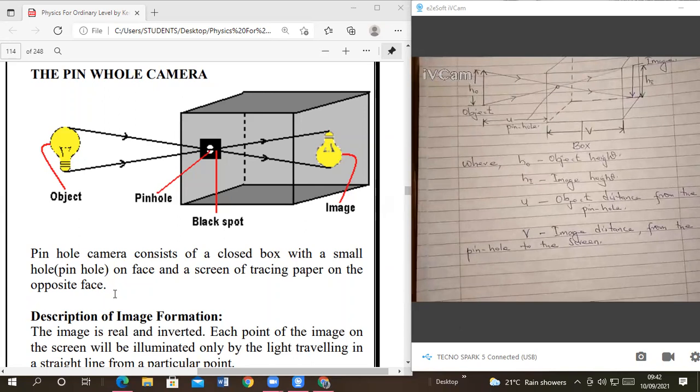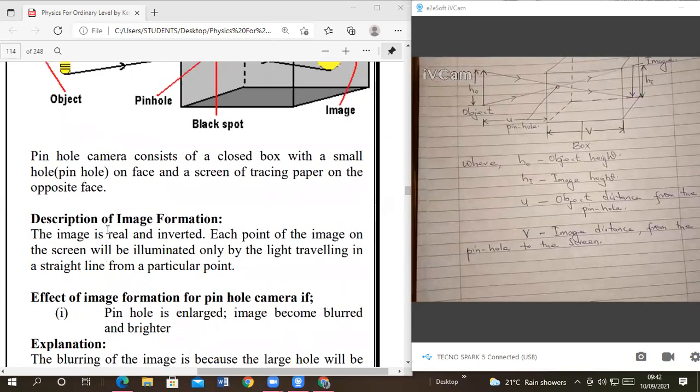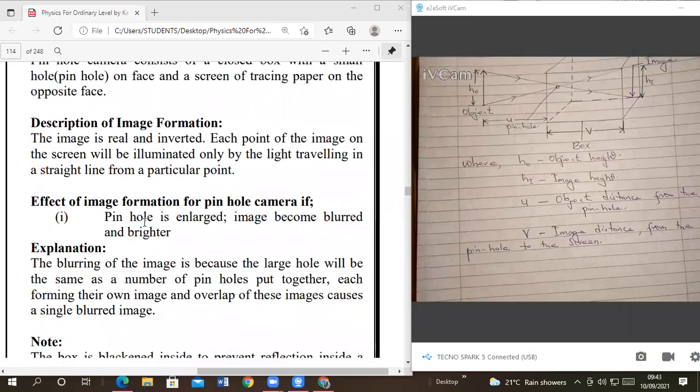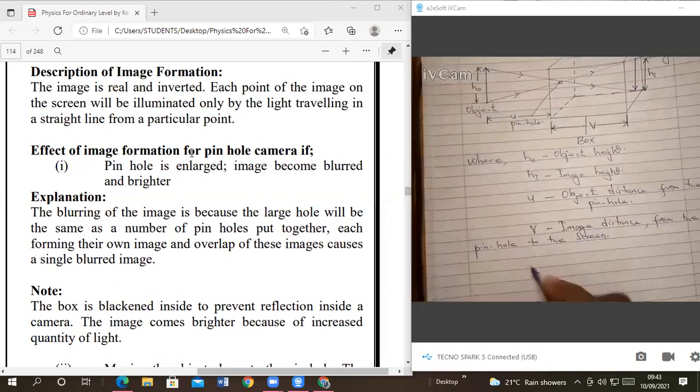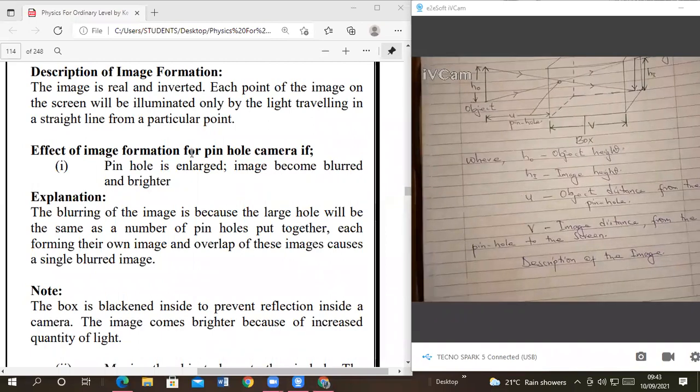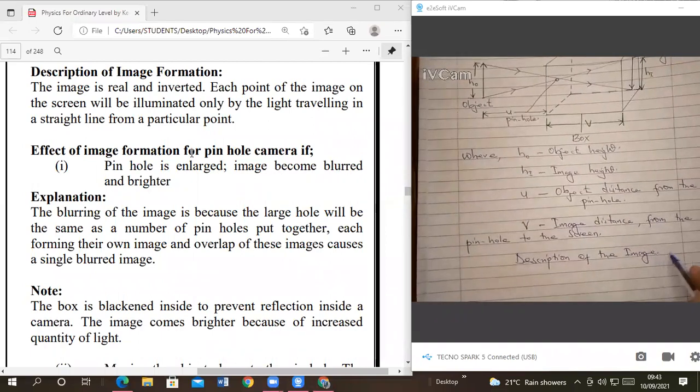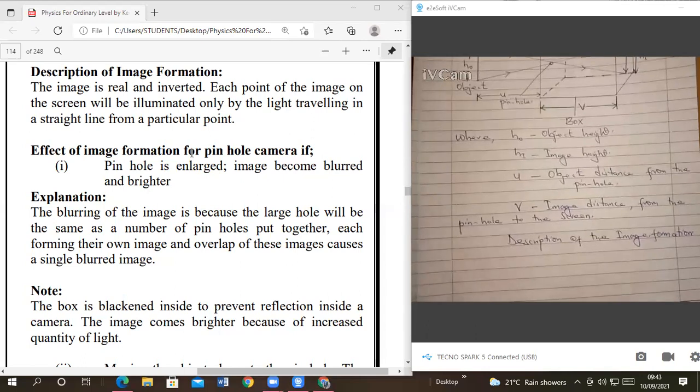Then the next thing is a description of the image. How do you describe the image? Subheading: description of the image formation.